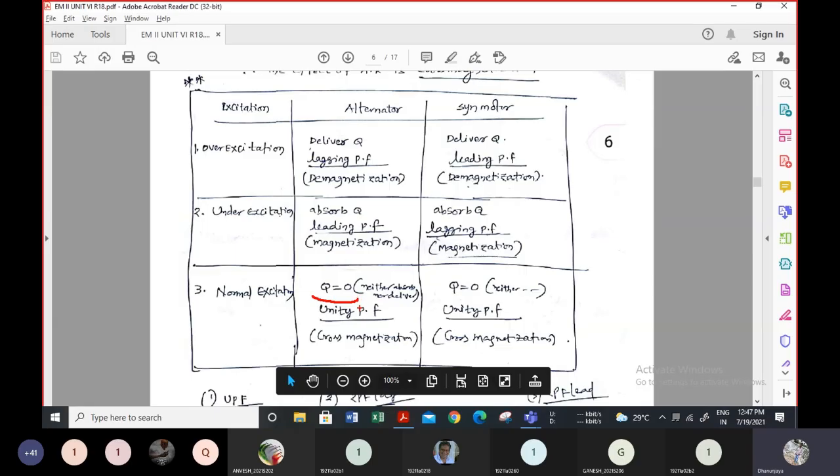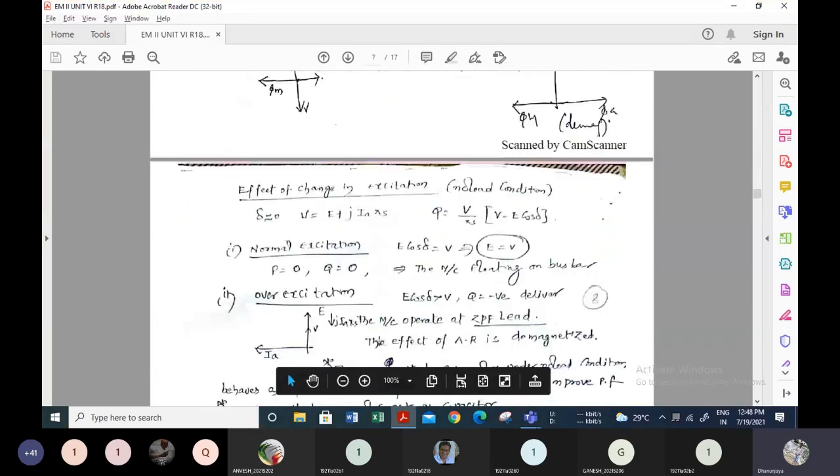If both P equal to zero and Q equal to zero, then we can say it is floating on the bus bar condition. Here there is no exchange of reactive power in both the synchronous generator and synchronous motor for normal excitation. Then E cos delta is equal to V. The type of magnetization needed is cross magnetization, and the power factor is unity power factor.